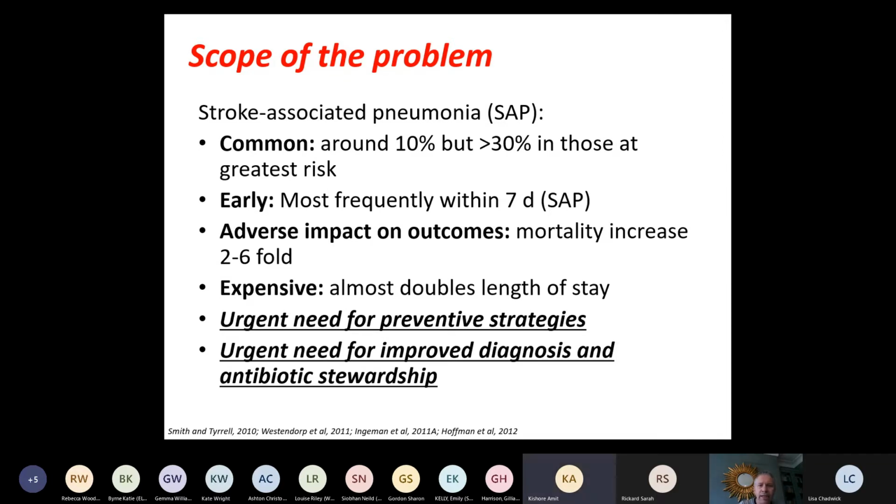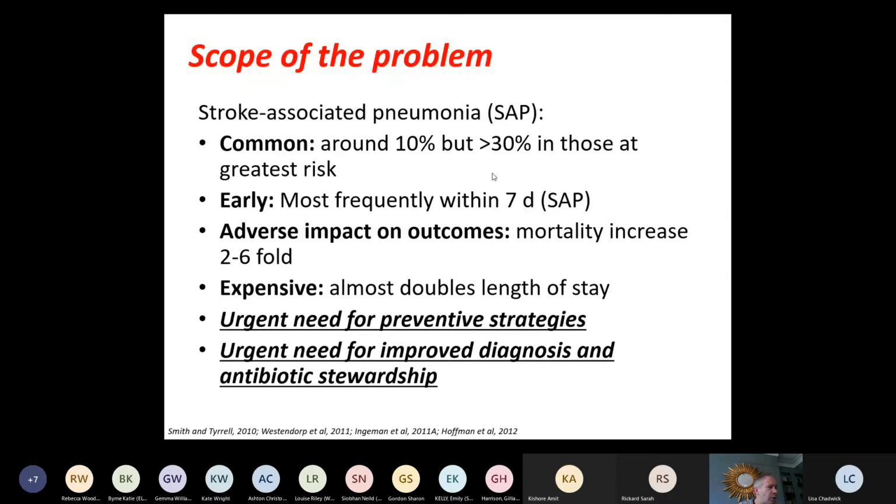One of the key issues about SAP is that it has an adverse impact on outcomes. SAP is associated with an increased mortality of up to 6-fold. It's associated with an increase in length of stay, increased institutionalization and poor outcomes in those that go home. It's also associated with recurrent stroke as an inpatient. One of the other major issues is that SAP is expensive. It is associated with significant increased healthcare costs.